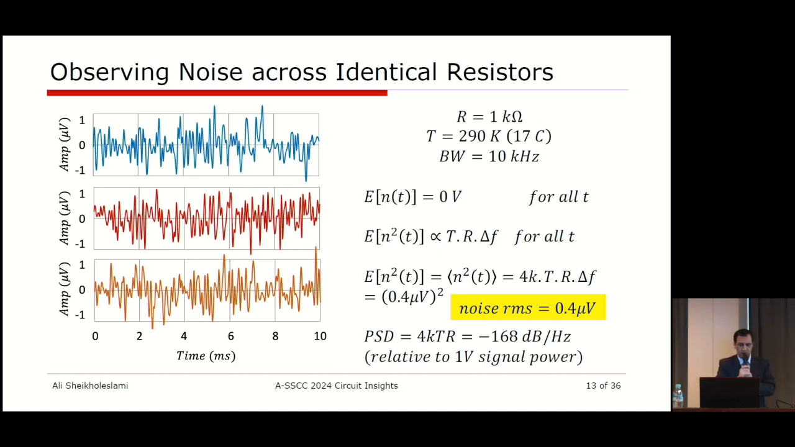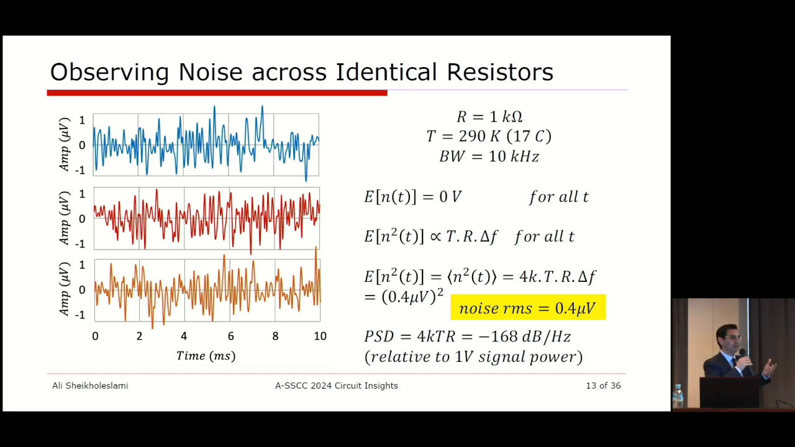What are those properties? One is that the expected value of noise is always 0. So if you average any of these, for example, you will end up with 0 volt. It just goes up and down around 0 with total symmetry. So you get 0. But the expected value of the noise squared, which corresponds to the power of that noise, is proportional to absolute temperature, resistance, and delta F, as we said, depending on the frequency bandwidth that you have. And in this case, for the resistor of 1 kilo ohm, if you measure it at a temperature of 290 Kelvin, which is 17 degrees Celsius, you will get approximately 0.4 microvolt squared.